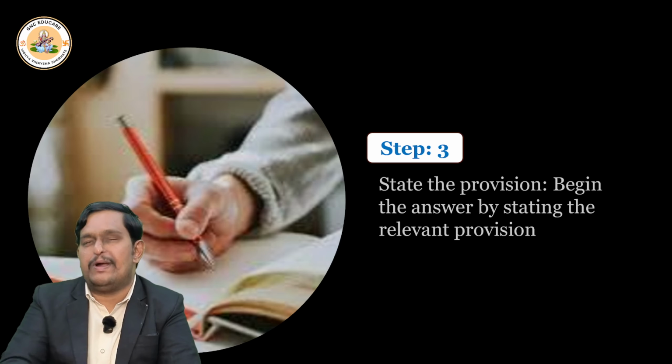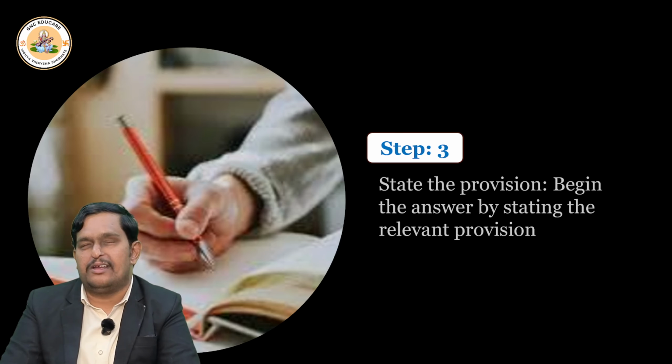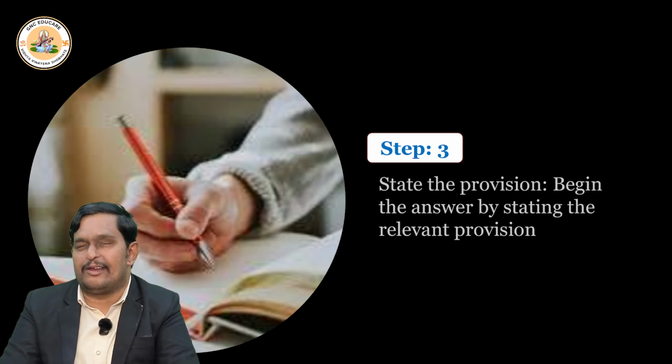If you are 100% sure that this is the case law name, this is the section number, then write it, no problem. If not, you just use generic terms: as per the provisions of the Indian Contract Act, according to the provisions of the Indian Contract Act, considering the relevant provisions of the Indian Contract Act. Such generic words you use and write the provision paragraph. This is step 3. Now we started writing with this.